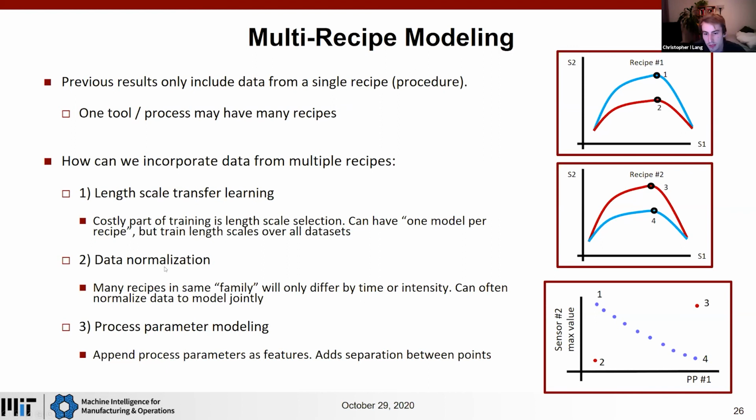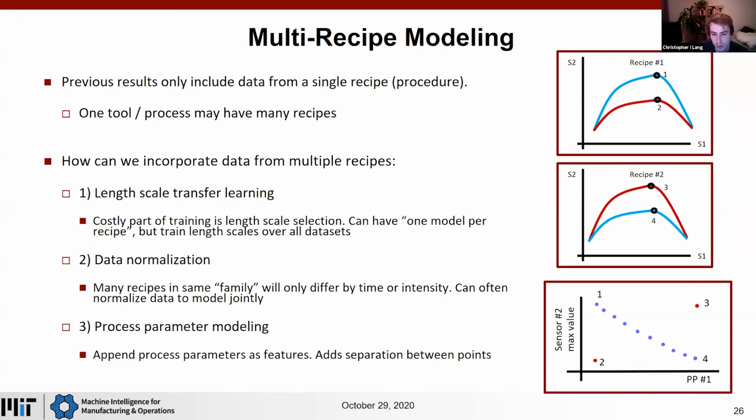A second approach could be to normalize the data. So oftentimes these recipes or procedures tend to be grouped into different families, which will only differ by something like time or intensity of the process. And oftentimes you could end up just normalizing the data to model all of it jointly. And I actually did end up doing that for the ion implantation process, and that worked really well in that case.